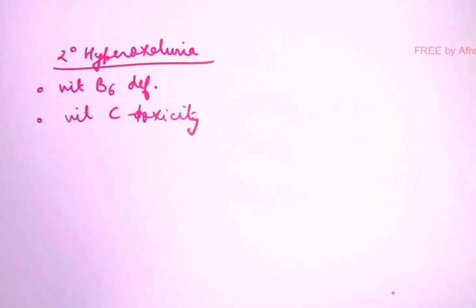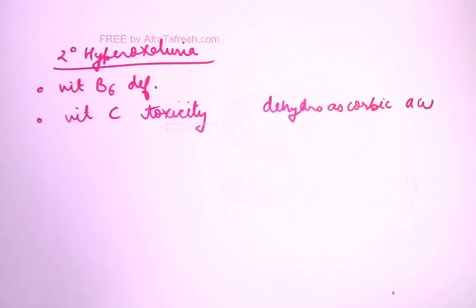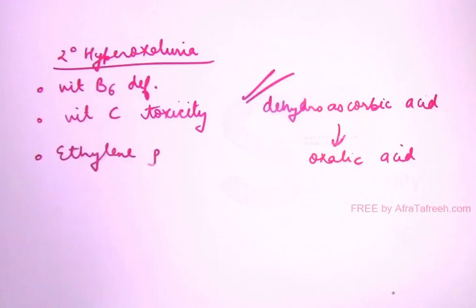Vitamin C toxicity. How is vitamin C toxicity leading to hyperoxaluria? You know, vitamin C is ascorbic acid. In the metabolism of ascorbic acid, dehydroascorbic acid is formed, and dehydroascorbic acid is converted to oxalic acid. If excess of vitamin C, then excess of oxalic acid will be formed, leading to secondary hyperoxaluria. Also, ethylene glycol poisoning will lead to this condition.